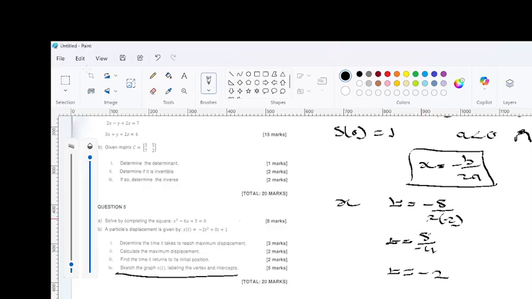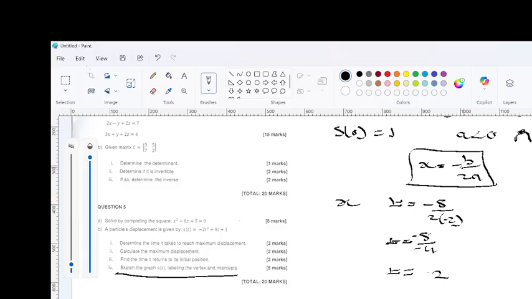Oh sorry, I have made a mistake. I've forgotten about the negative there. So negative a, this is negative. We can't have a time which is negative. So now we have -8 over -4, that is +2. We have +2.